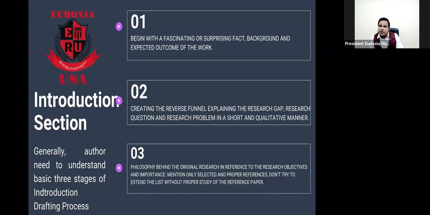Paragraph 3 will be more interesting because it covers the philosophy behind the original research. That is always bringing uniqueness to your paper. If you are doing original research, then you need to understand the philosophy behind your work: why and how it is different from other work. So you need to mention it in the third paragraph.